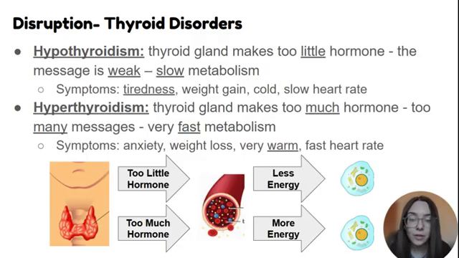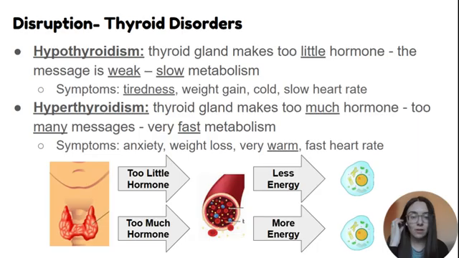This is hyperthyroidism. The thyroid gland is going to make too much hormone. So too many messages are sent. It's like someone that won't stop texting you and you're in some group message where everyone keeps sending stuff. Okay. So lots of messages are sent. They're going to have a very fast metabolism. They will experience extreme anxiety, weight loss. They'll be extremely warm and have a fast heart rate. They're going to go to the doctor when they realize this. And sometimes they have to actually kill the thyroid and give them medication.